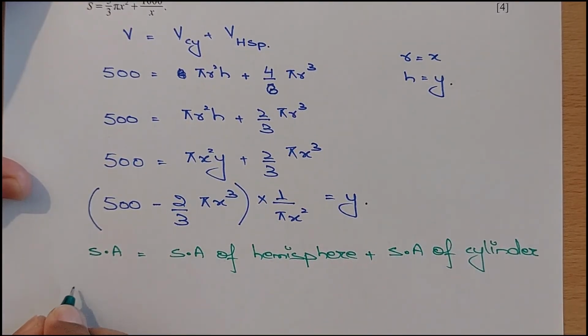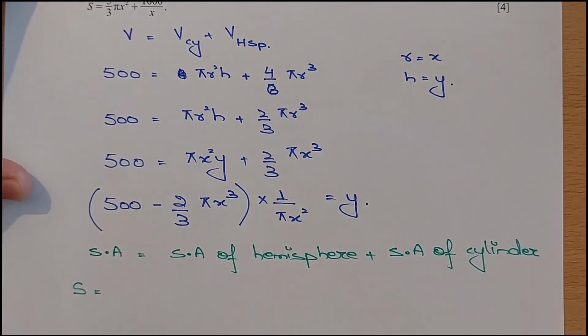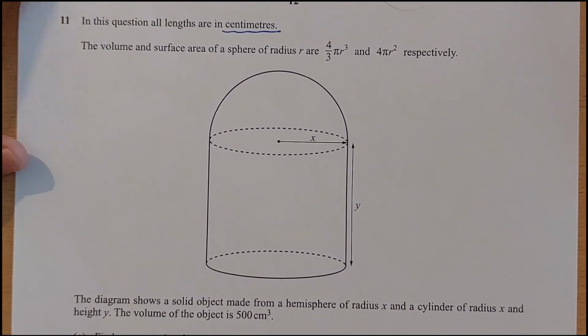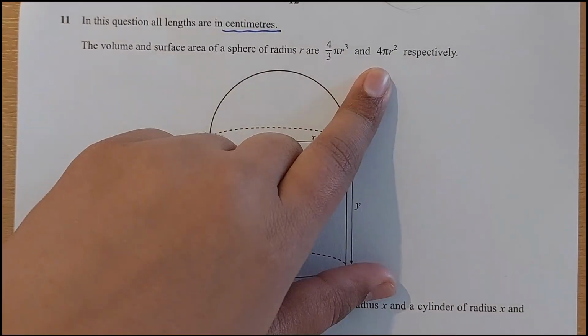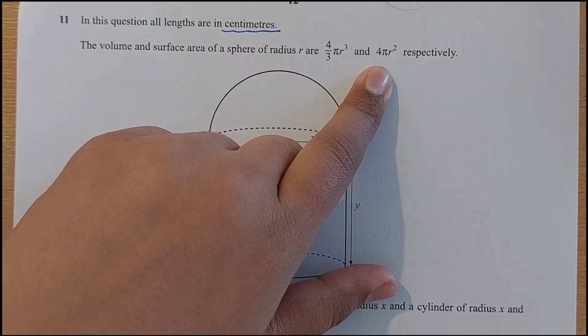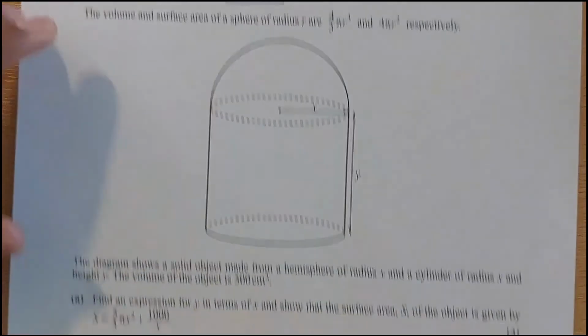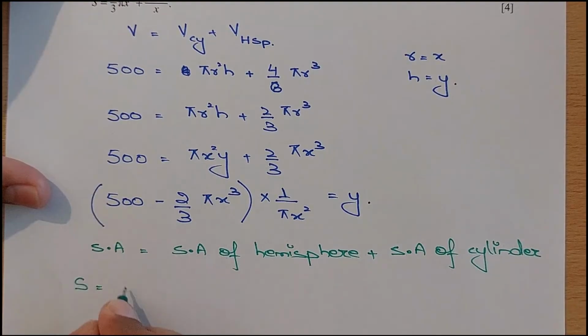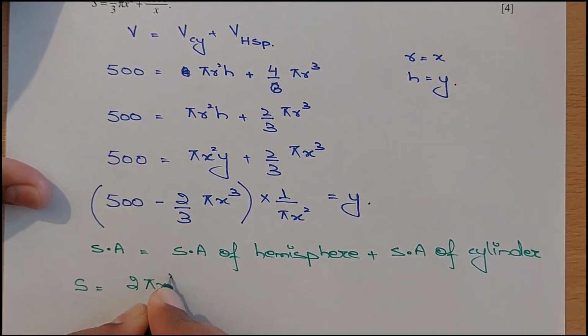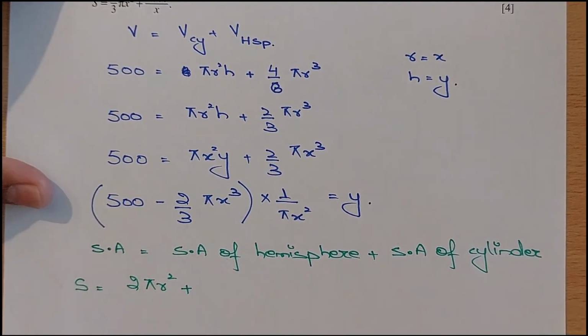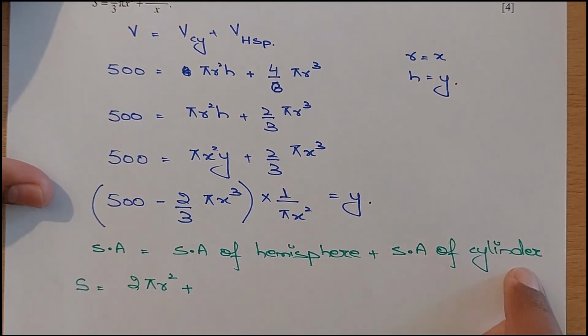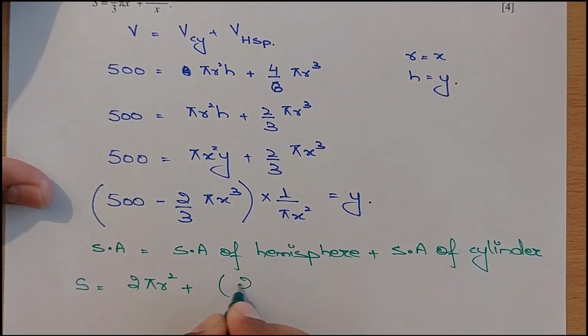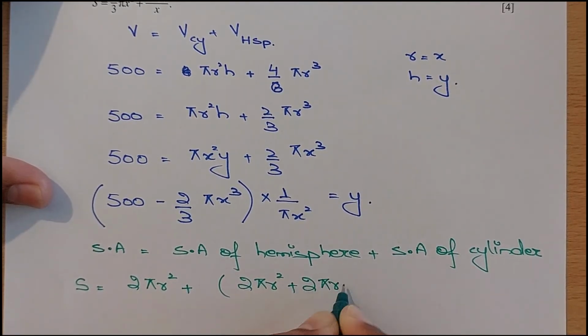Okay, so S is the surface area. The surface area of the hemisphere we have given, like at the top. The surface area of a sphere is 4 pi r squared, and for a hemisphere, dividing by 2, that is 2 pi r squared. And the surface area of a cylinder has a formula 2 pi r squared plus 2 pi r h.